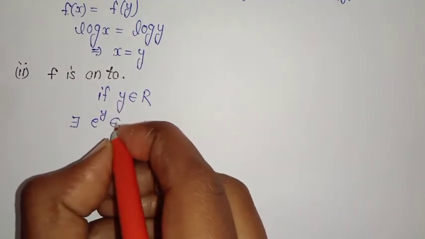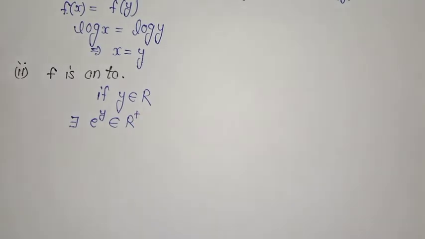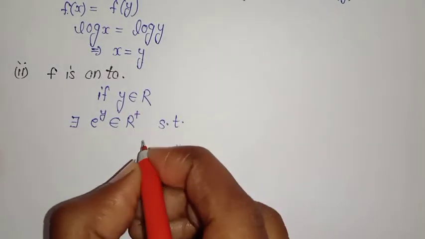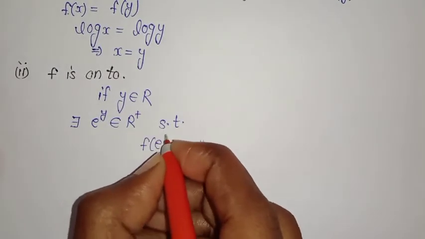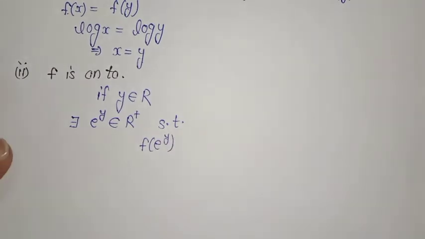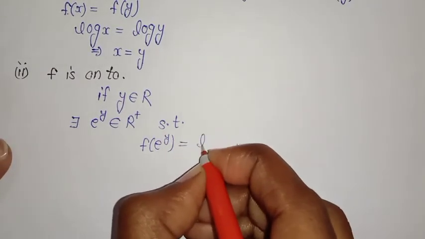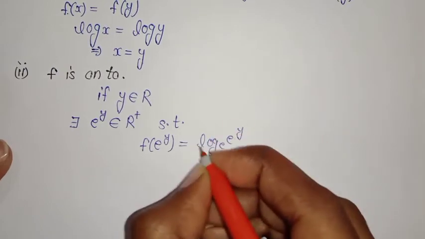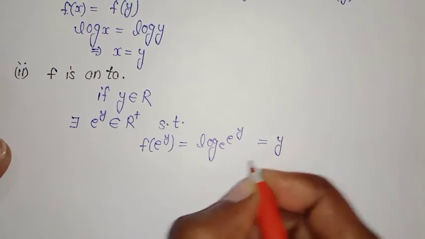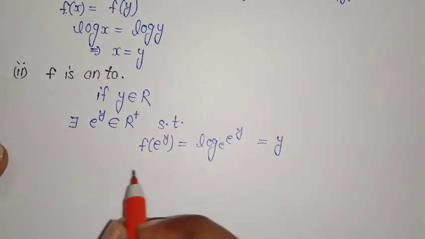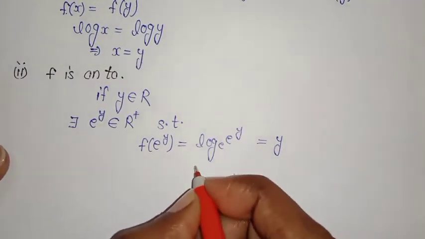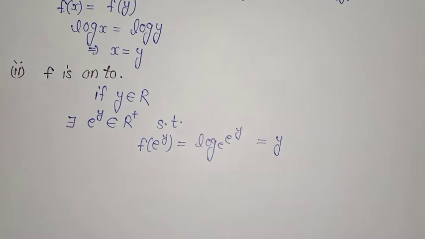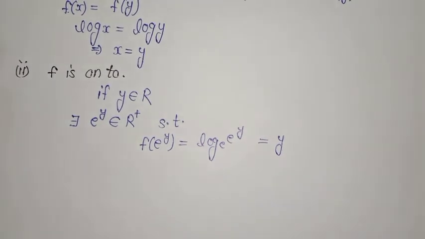and this belongs to R+, such that if we apply the given function, this becomes log e raised to power y. Now the value of this term becomes y only. So the mapping is clearly onto. So f is onto. Now we have to show the last property, that f is a group homomorphism.